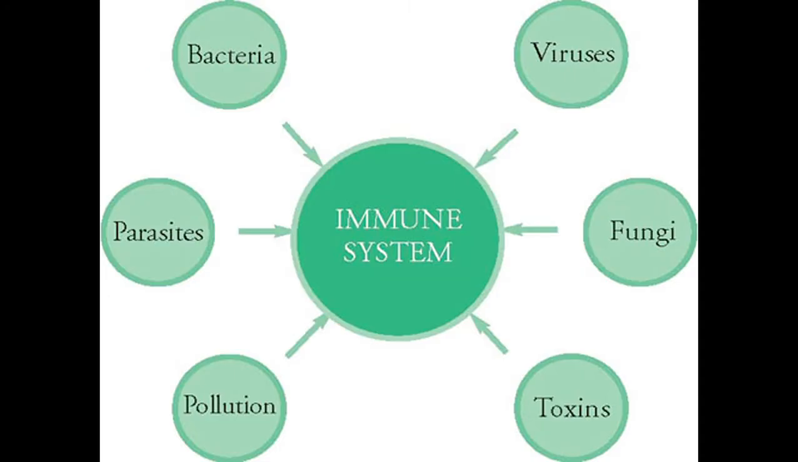We have here an illustration of the different factors that are involved in immunology. So mostly we mention about pathologic agents that causes infections and diseases. These are parasites, bacteria, viruses, and fungi or fungal organisms. So aside from these, we also have pollution and toxins that are found in the environment.